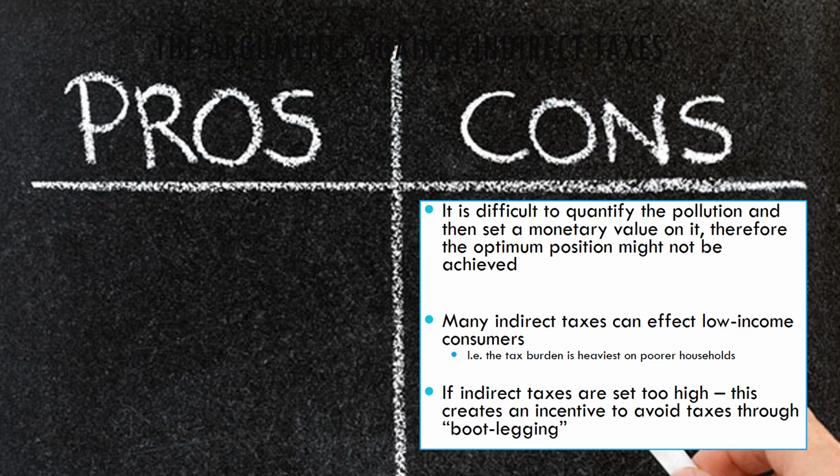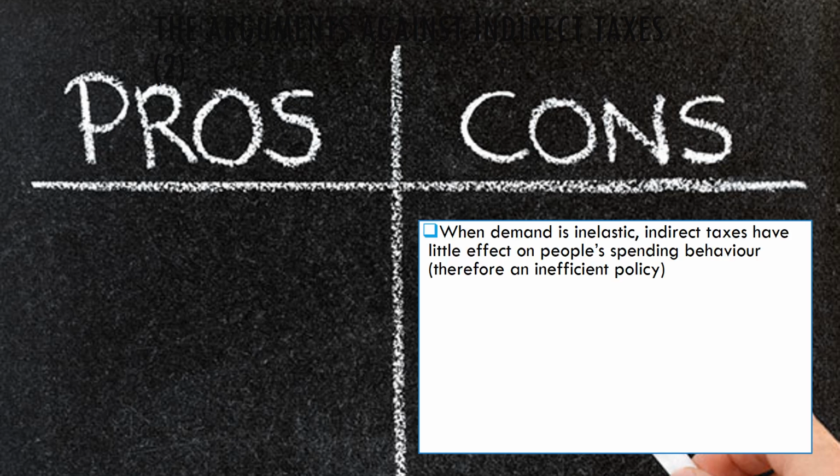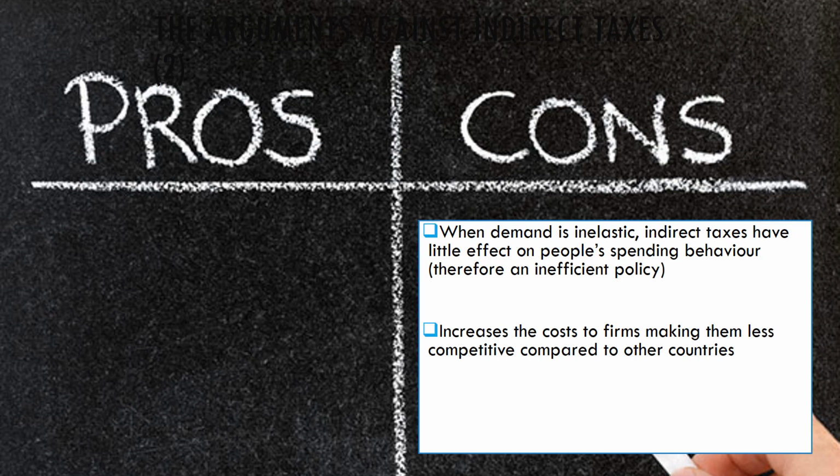Also, if indirect taxes are set really high, it creates an incentive for people to try and avoid tax through illegal measures, for example, bootlegging, where you don't declare that you've sold the product and therefore don't pay or collect any tax. Some more disadvantages: when demand is inelastic, indirect taxes have little effect on people's spending behavior. People are not very sensitive to price and still consume the same quantity.